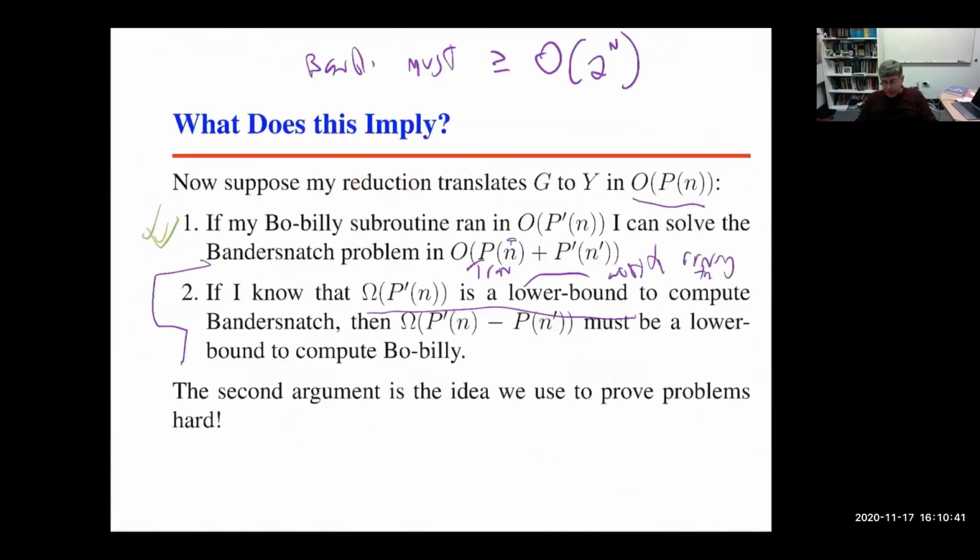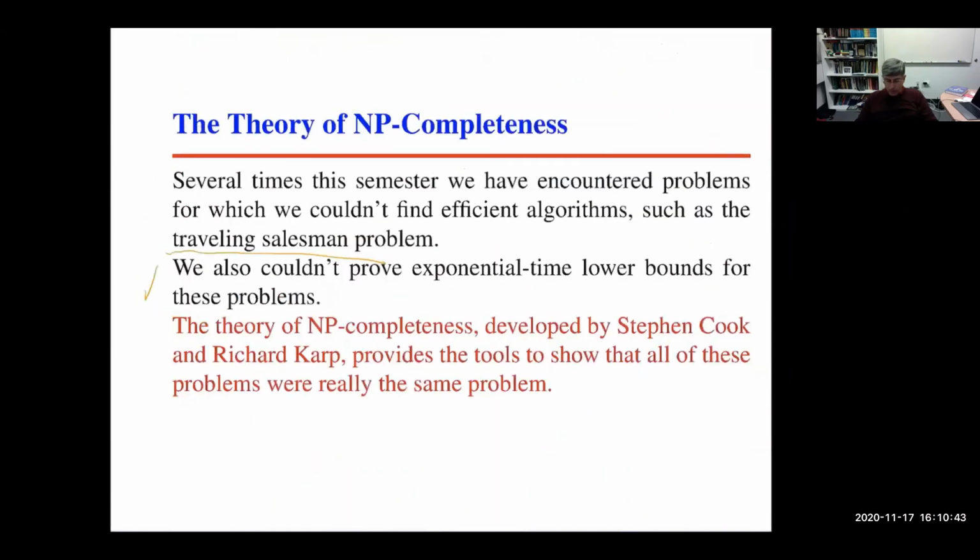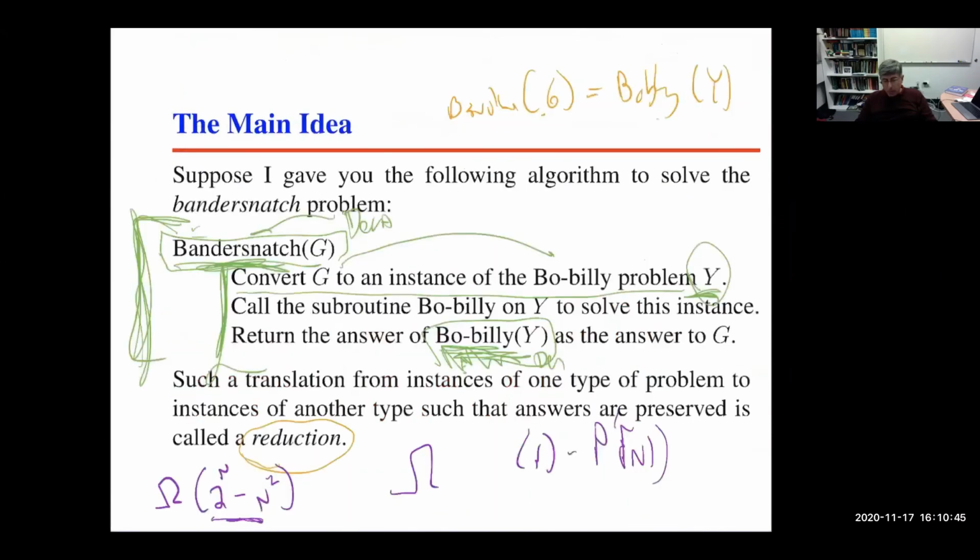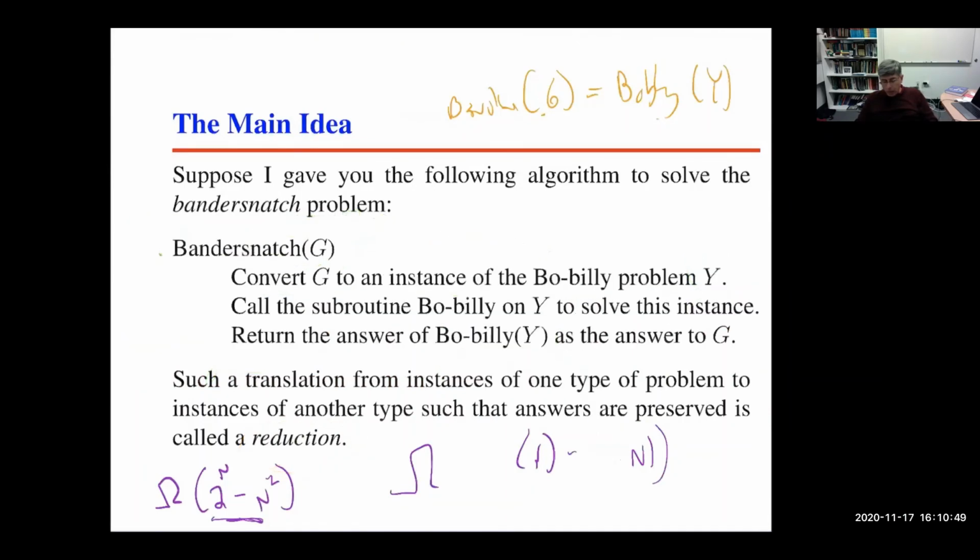Let's go back to this thing. Let's do the Bandersnatch Bobilly look of the engineer and the tea. What is the Bobilly? It seems to me that here, Bobilly of Y is the engineer's T algorithm from the initial state.